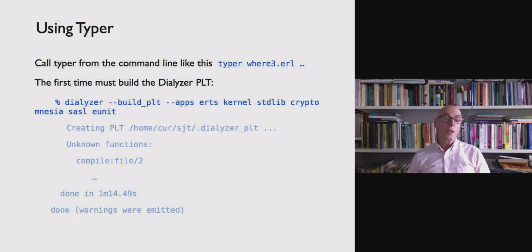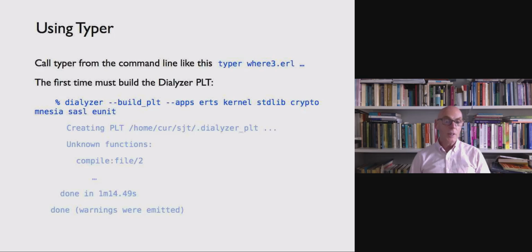Now, if we want to use Typer to analyse a file or a collection of files, it's really easy. We just put on the command line Typer and the name of the file. As I said, Typer is built on top of Dialyzer, and Dialyzer itself has some persistent data that it uses to speed up its analyses. Dialyzer works by analysing all the Erlang codebase that you might be using, including the Erlang system itself. And so what it needs to do is build this persistent database of information when you first run it.